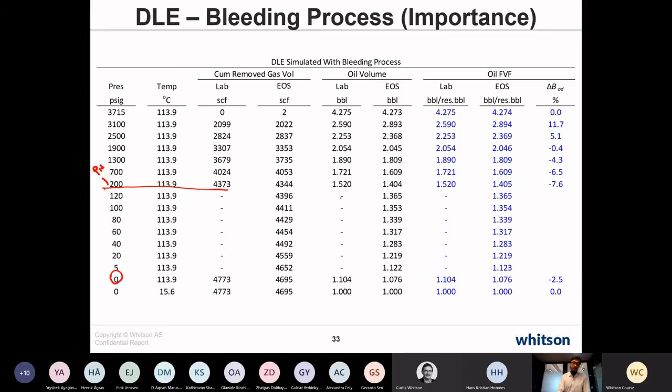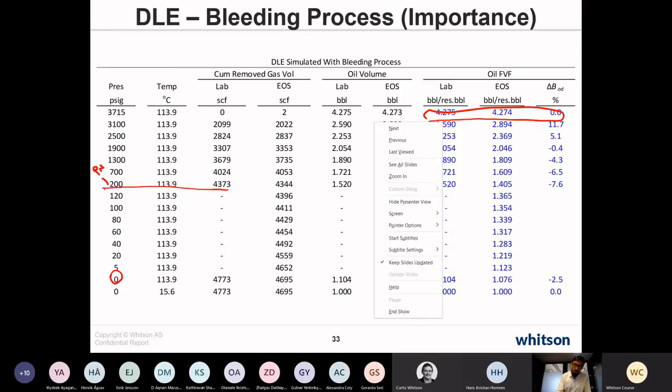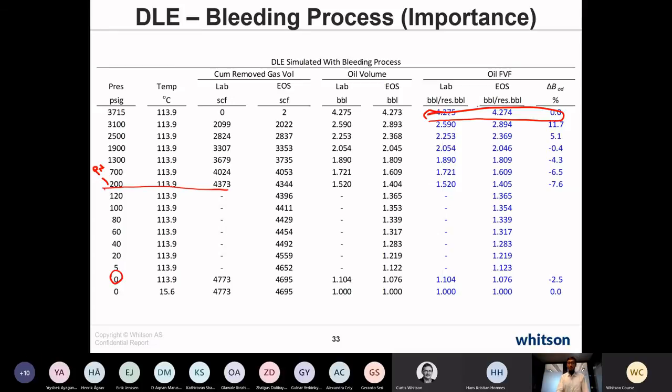So we don't have any data from the lab, but with the equation of state model, you can calculate all these volumes. And once the bleeding process is included, you see that the equation of state model and the lab data for oil formation volume factor are almost 100% matching. So 4.275 versus 4.274, matching almost exactly at the bubble point, and you have lesser deviations on the rest of the data.